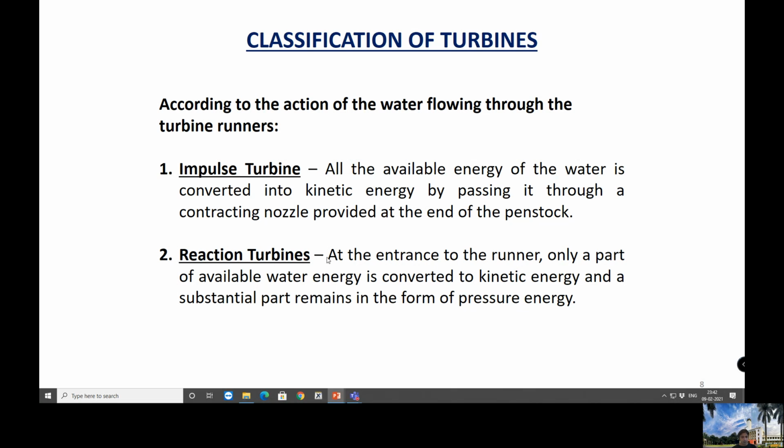The other is reaction turbine. In the reaction turbine, at the entrance to the runner, only a part of the available water energy is converted into kinetic energy, and the substantial part remains in the form of pressure energy. So impulse turbine converts all the available energy into kinetic energy, and the reaction turbines convert part of it into kinetic energy, and most of the part still remains in the form of pressure energy.